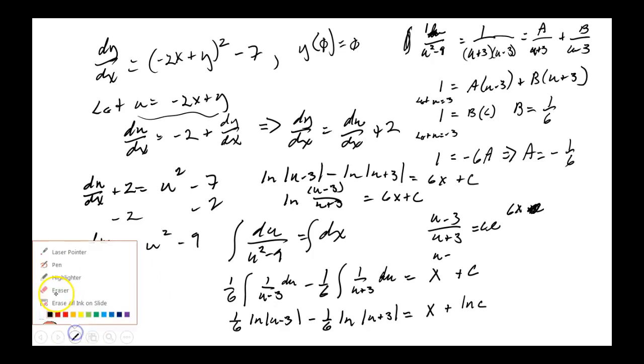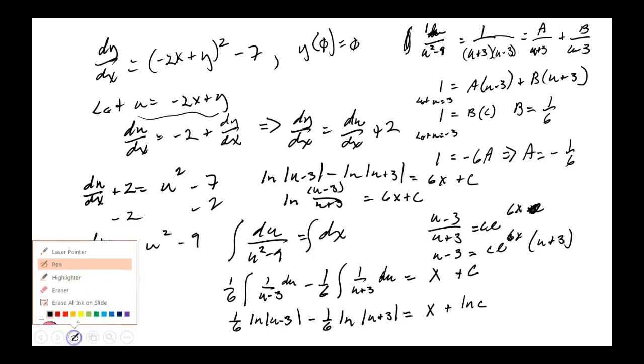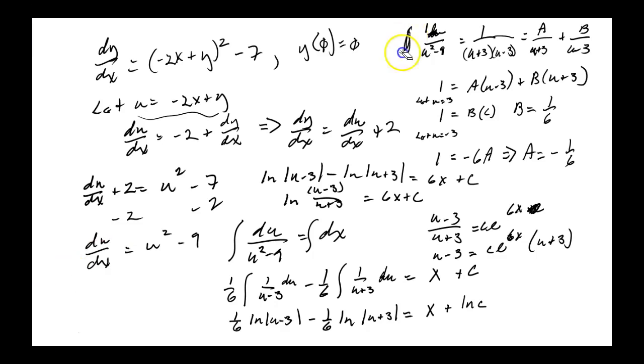Okay. u minus 3 is equal to c e to the 6x times u plus 3. I'm going to erase that at the top. We've already done it, so let's get rid of it.